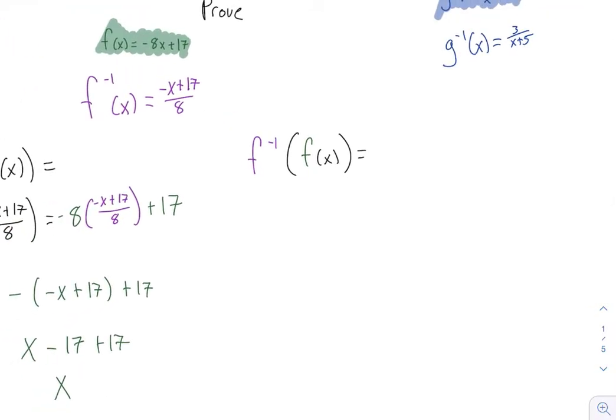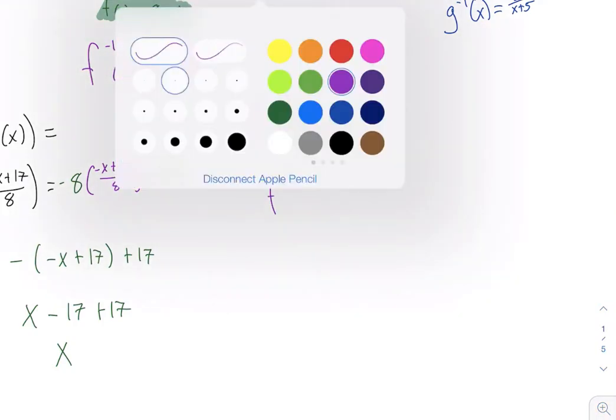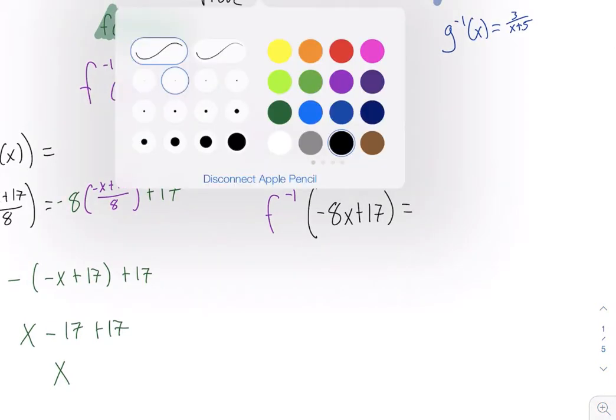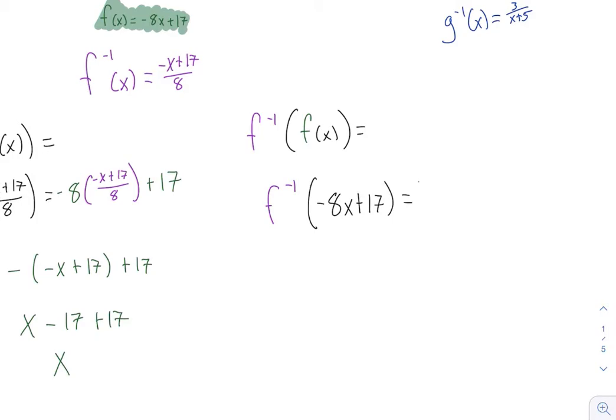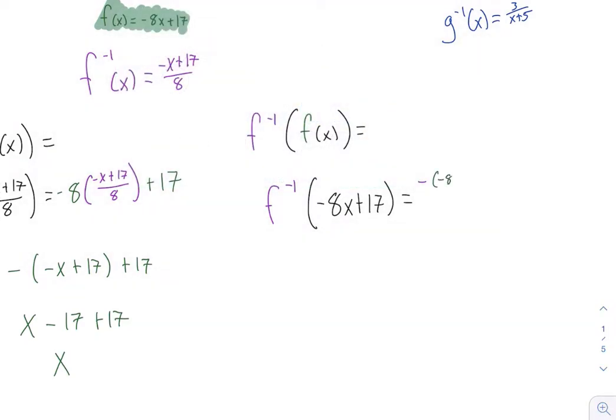All right, so again, what I want to do is rewrite this, and I'm going to replace f of x with what it actually is, which is negative 8x plus 17. All right, and I'm going to rewrite function f inverse, and anywhere I see x in parentheses, I'm going to write negative 8x plus 17.